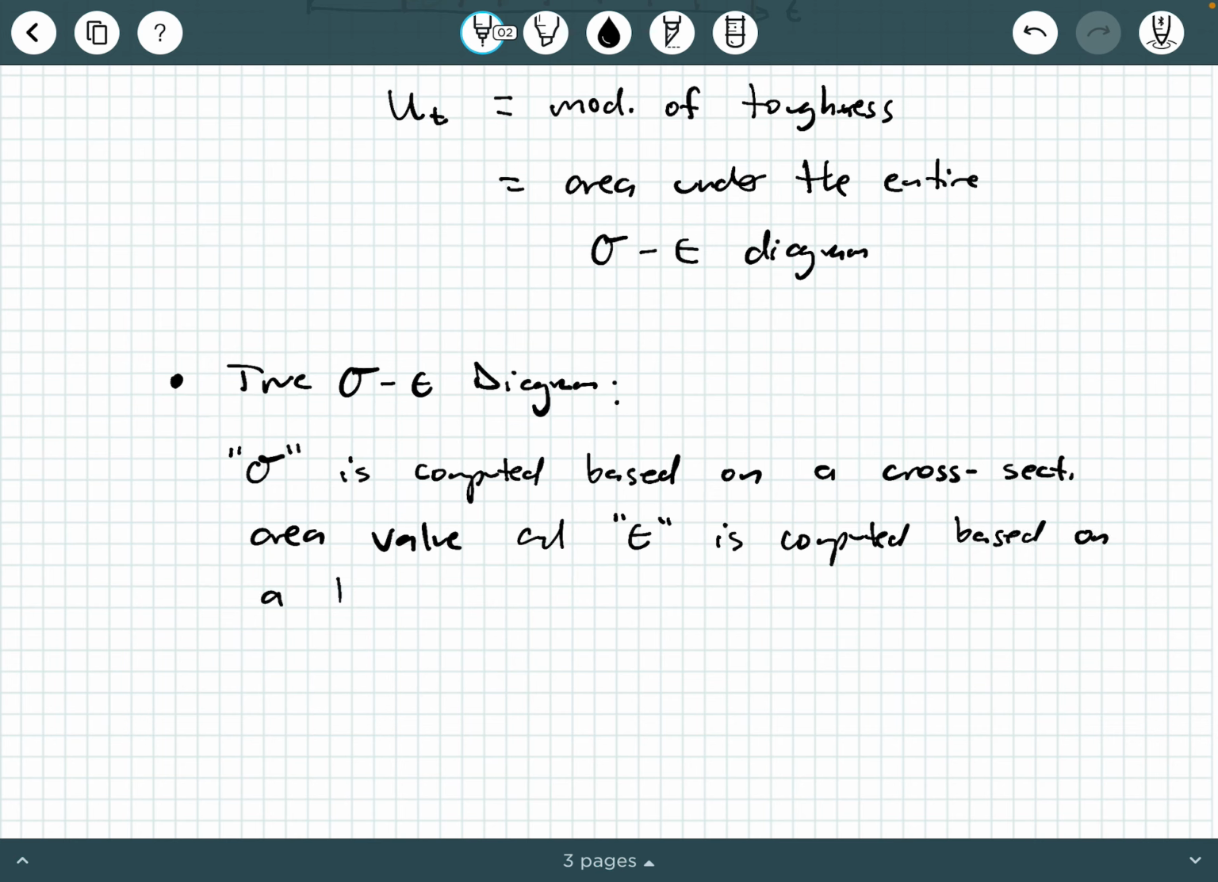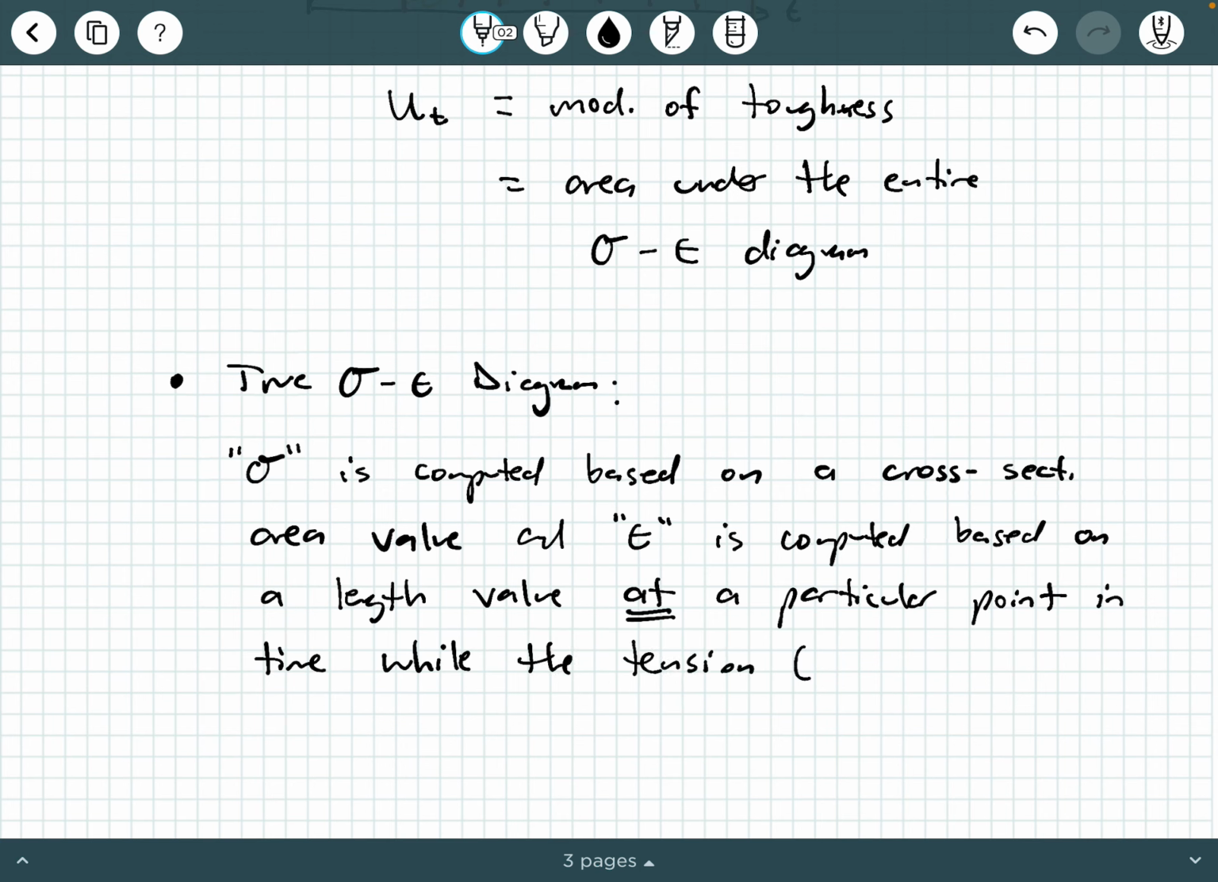based on a length value at a particular point in time while the tension, or compression, test is running. So instead of calculating a stress based on an original cross-section area the whole time a test is running, and a strain based on the original length from the beginning of the test, you are calculating stress and strain based on a cross-section area and a gauge length in real time while the test is being run throughout the duration of the test.